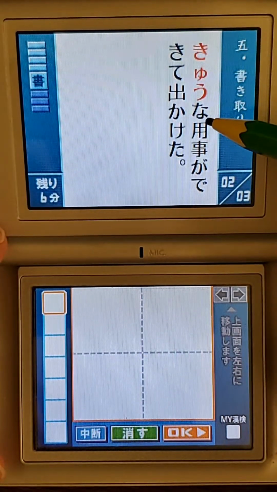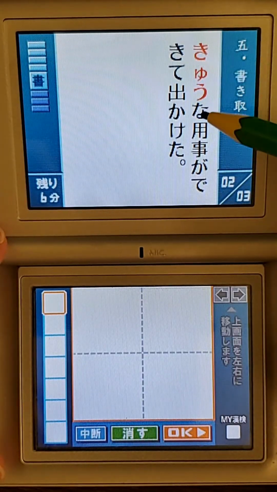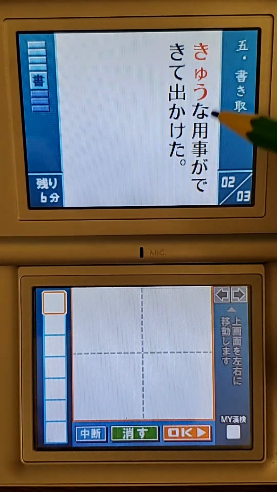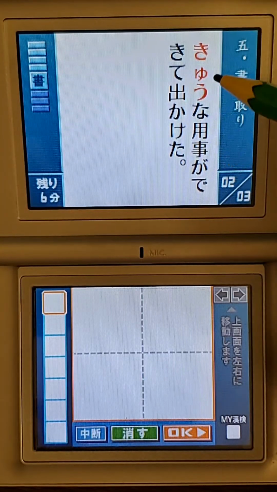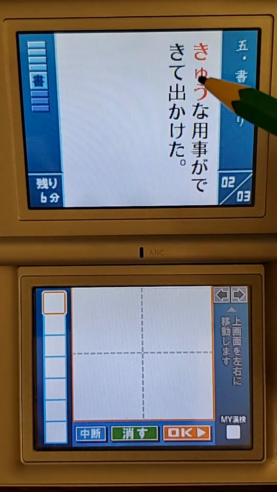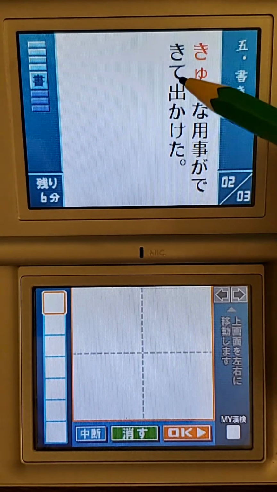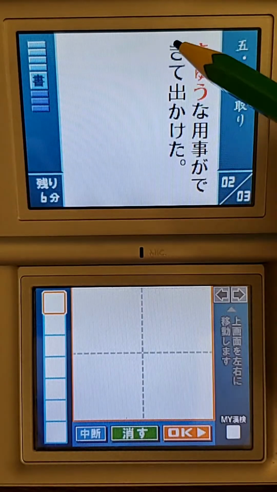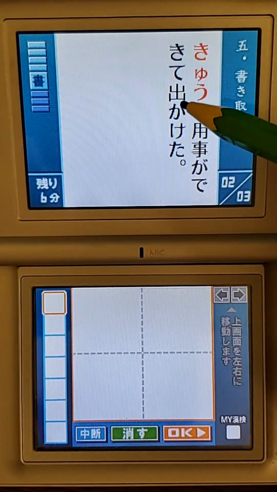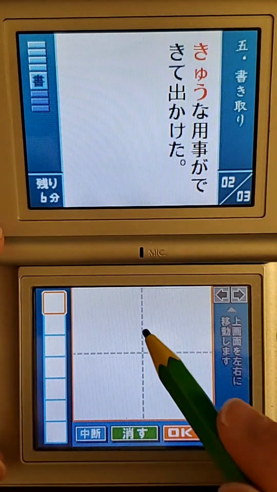Alright, 急な用事ができて出かけた. 急な用事? So Yoji is something that you've got to do, and Q is like it came out of nowhere. So not emergency, but something that just came up. So something just came up, dekite, dekakita, and so I went out to take care of it basically.